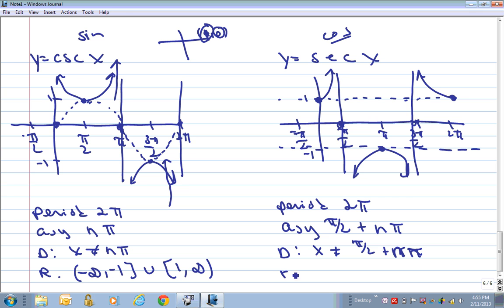And our range, like before, we go from negative infinity up to negative 1 and from positive 1 to positive infinity. So from negative infinity to negative 1 or from 1 to positive infinity. All right, go Bearcats. There's our graphing of our basic cotangent, cosecant, and secant graphs. The next thing we want to do are the transformations on your worksheet.